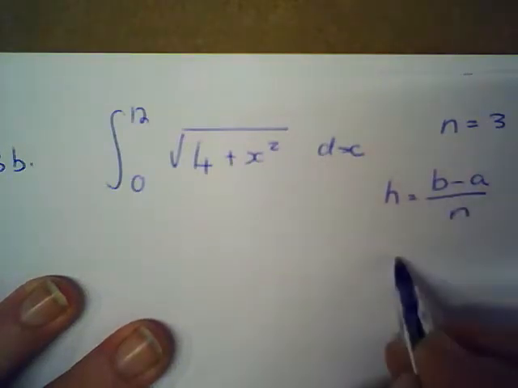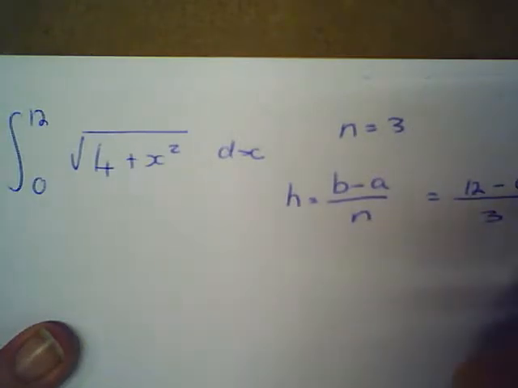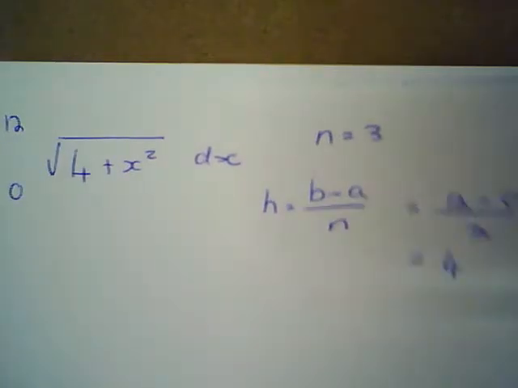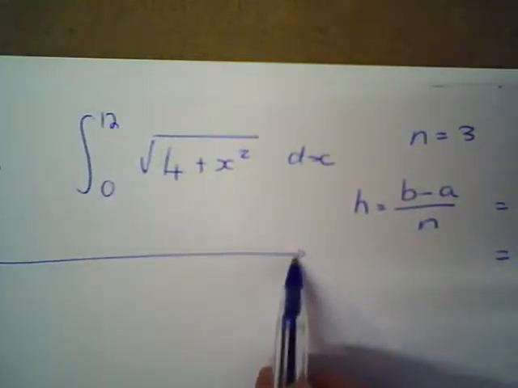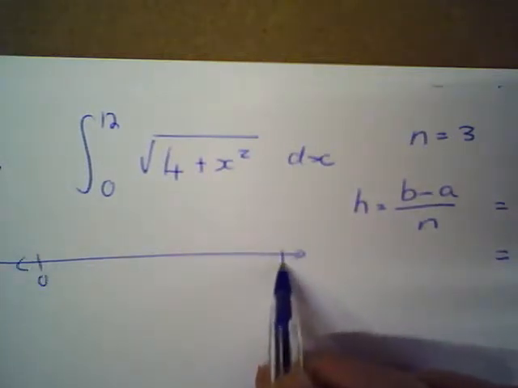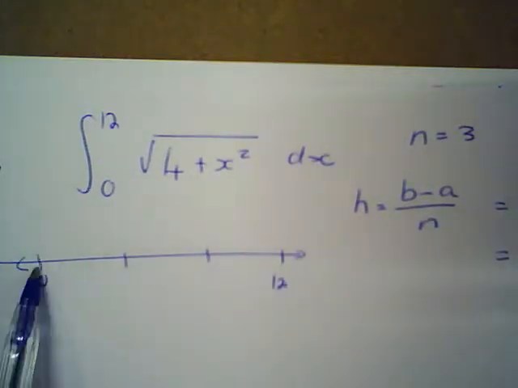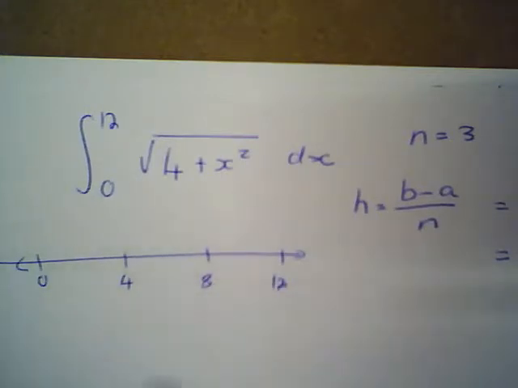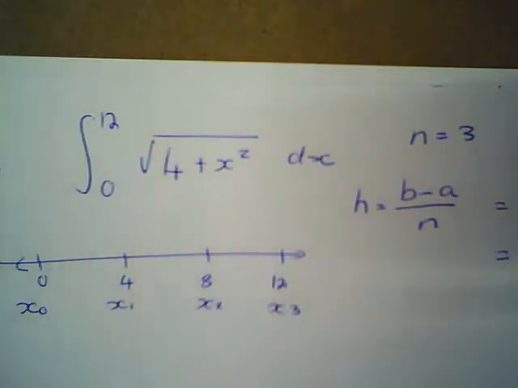So b is my upper bound value. That would be 12 minus 0 over 3, and that would give us a result of 4. So my h is 4. We know that the first value would be 0, and the last part would be 12, and it's 3 intervals. So 4 plus 0 would give me 4. 4 plus 4 would give me 8. 4 plus 4 would give me 12. And there's my x values: x0, x1, x2, x3.